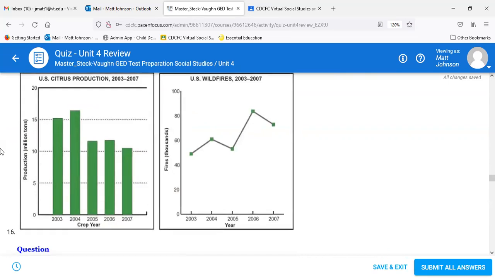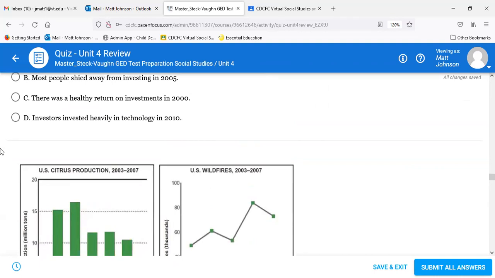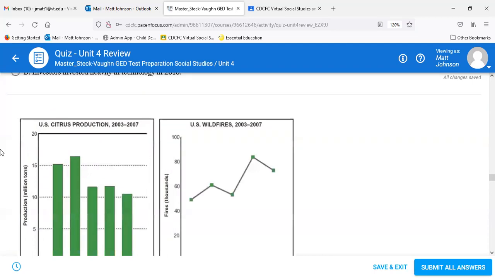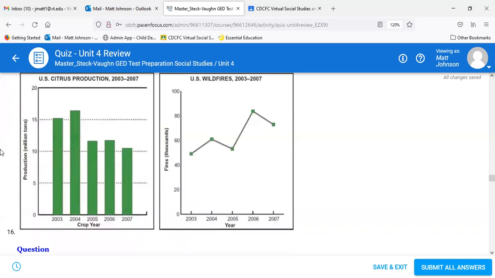16. So 2 graphs. Remember, we talked about comparing and contrasting different information, different forms. And now we have a bar graph, right? And we have a line graph. Let's look. So US citrus production, 2003 to 2007 on our bar graph. Production, millions of tons. So lots of oranges and grapefruits being produced. 15 million tons in 2003, topped out at 2004, over 15 million tons, maybe about 16 million. And then we see a big drop, 2005, 2006, 2007.